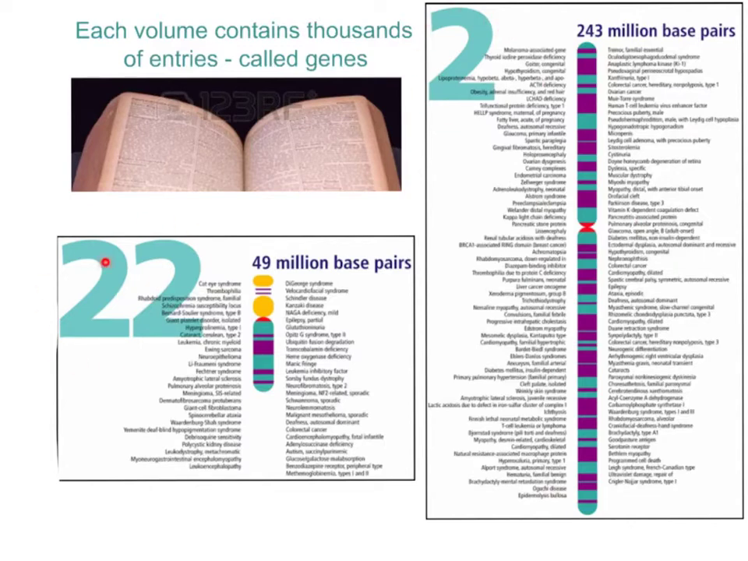Here it's chromosome number 22. It has 49 million base pairs. It's a little chromosome and has fewer genes on it. Still a lot, though. 49 million base pairs is a lot, and these are some of the different disorders and things that are linked to this chromosome.